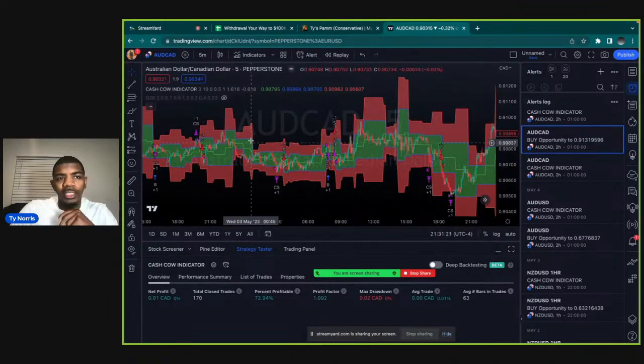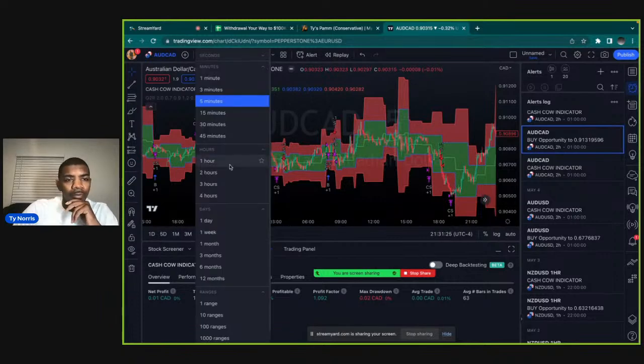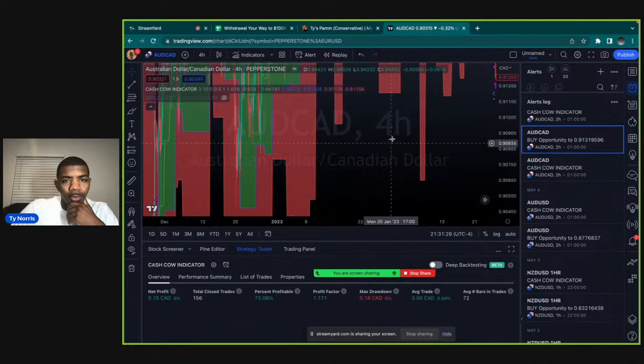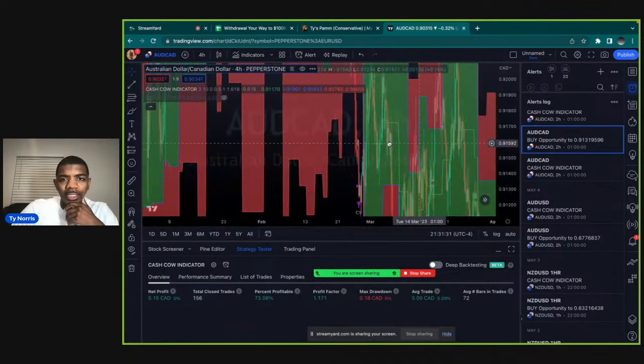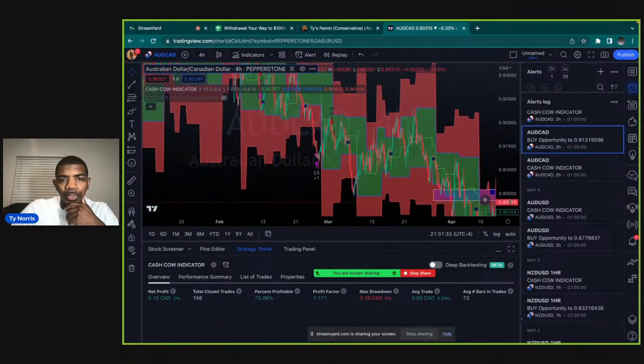So like I said, I just stay away from the smaller time frames, and I only focus on the large time frames. Because with the larger time frames, like I said, the moves be a lot bigger.